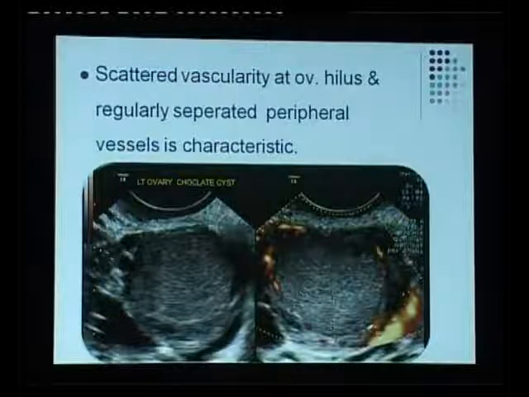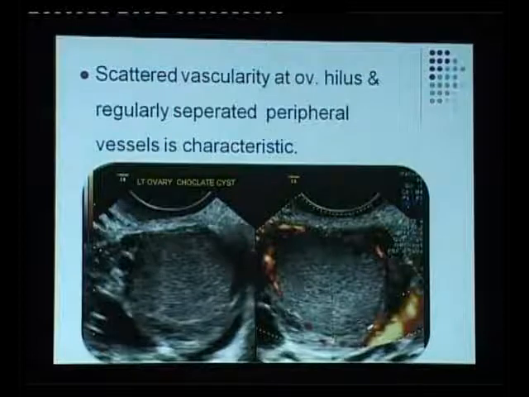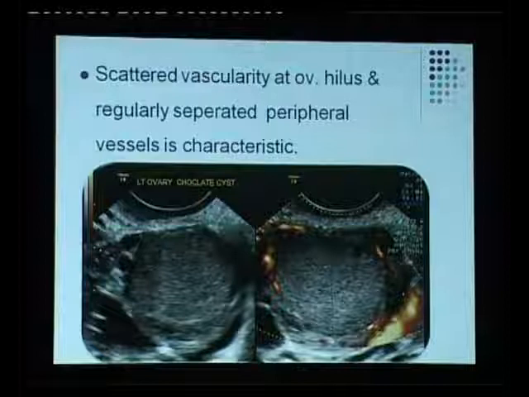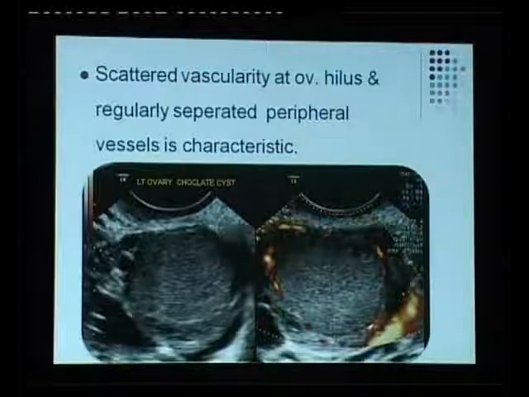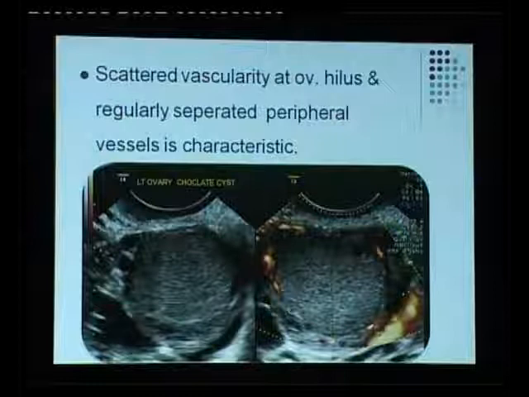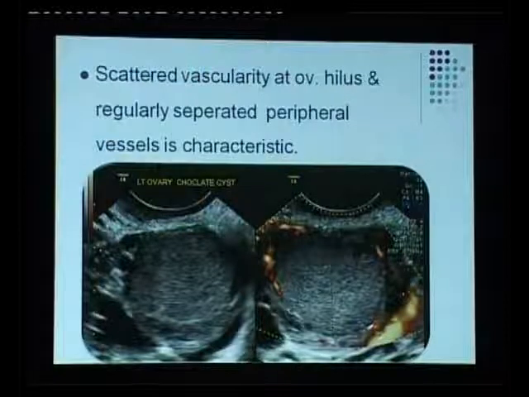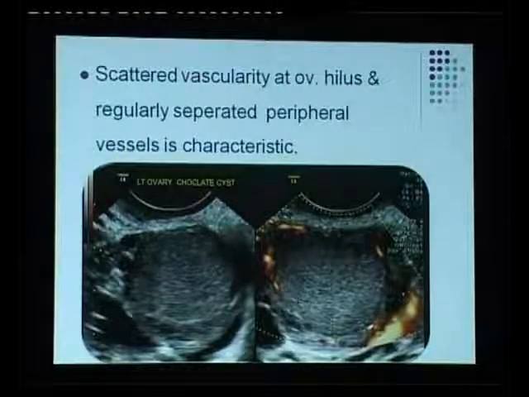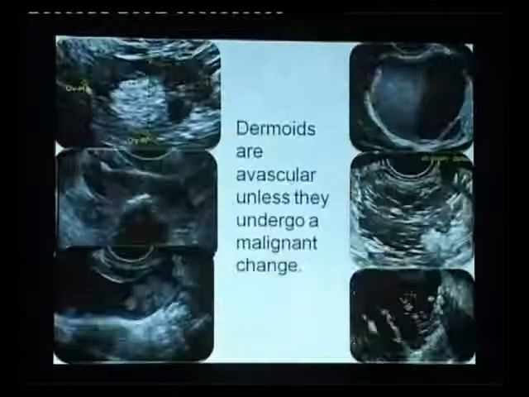The scattered vascularity at the ovarian hilus and regularly separated peripheral vessels are characteristic of endometriomas. We also call them short-coursed vessels, because these are the vessels which come and approach the lesion, but they do not run along the wall of the lesion. And the reason is not because they actually end there, but because we are looking in a single plane. Because these vessels give an acute angulation, they are not seen in the same plane. So they appear as short-coursed vessels on the regular Doppler, but if you do a 3D power Doppler, they give a typical bird's nest appearance.